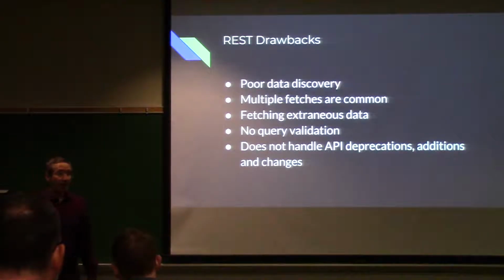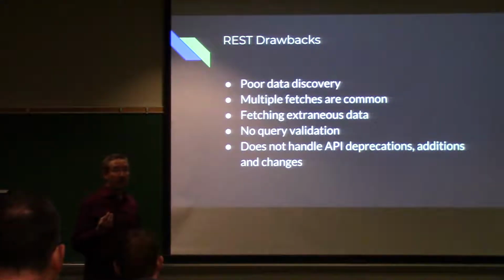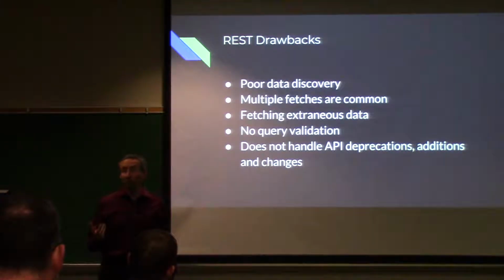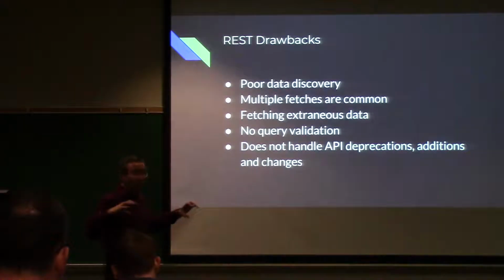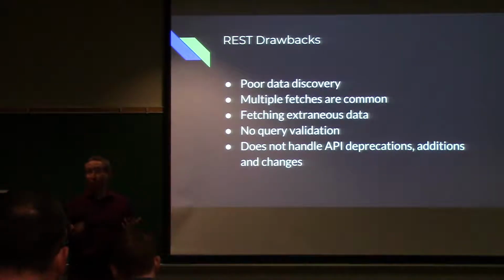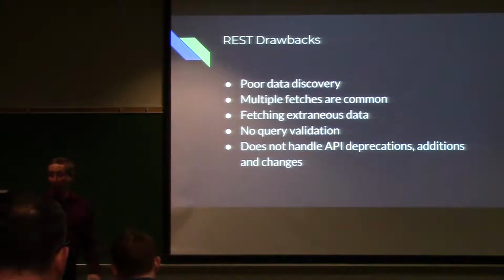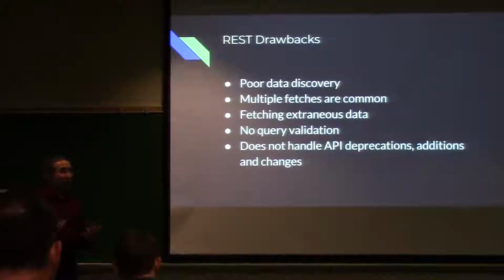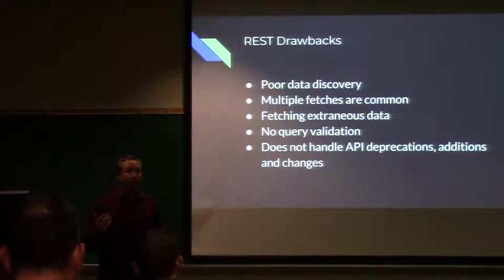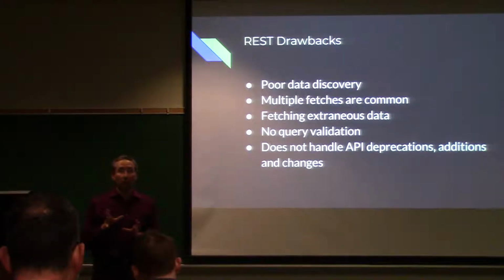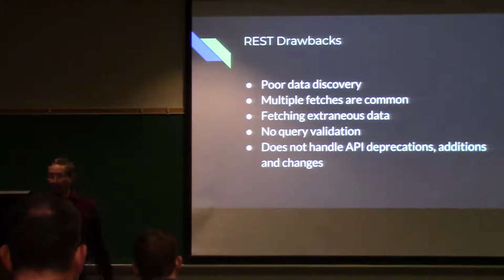Fetching extraneous data. By the same token, for each of those REST requests, there is no guarantee that it's bringing you exactly the data that you need. It can easily bring you more data than you need. No query validation. Again, you construct a URL, you send it to the server, and you hope for the best. There is no standard way of validating which URLs are valid and which are not. And as your API matures, as you add and change things, there is no easy way to say that I'm on version X of my API and to determine what's available, what's not available, and how to handle the evolution of the API.